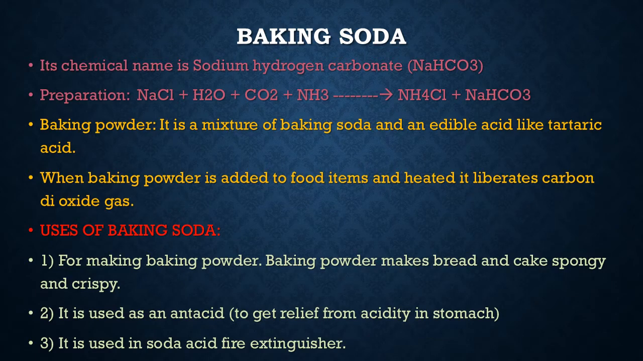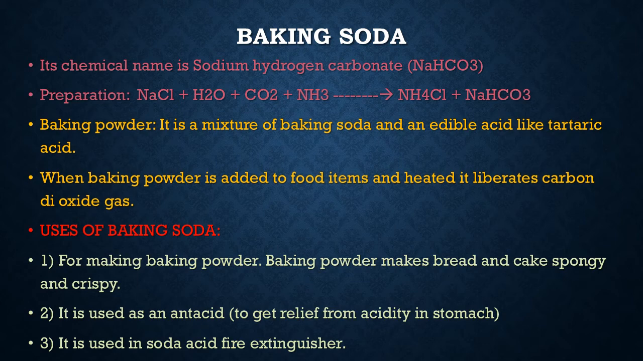Dear students, the next slide is baking soda. The chemical name of baking soda is sodium hydrogen carbonate, that is NaHCO3. How can we prepare the baking soda? Baking soda can be prepared by heating the mixture of sodium chloride, water, carbon dioxide and ammonia to get the ammonium chloride and the sodium bicarbonate.